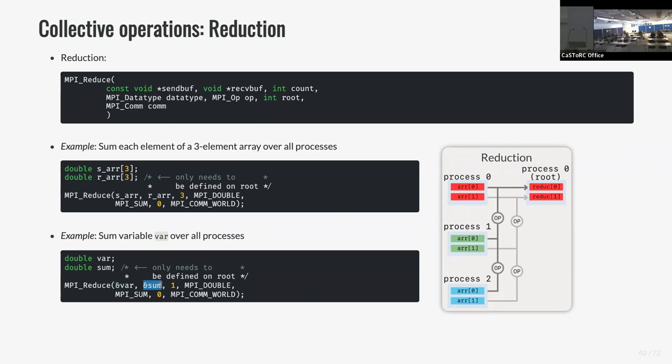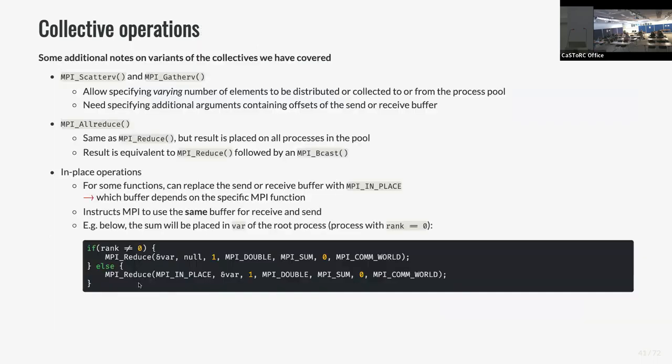So one of you might ask, but what if I just want to overwrite the same variable on the root process with the sum? So you would do it like this. Every other process except root will call MPI reduce like this, where it doesn't specify a receive buffer, it just specifies null. But the root process uses the special MPI in place variable, which means overwrite my input with the output. Okay.